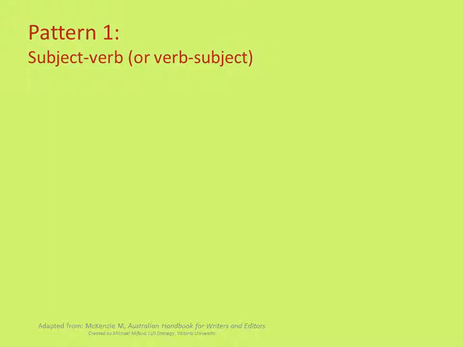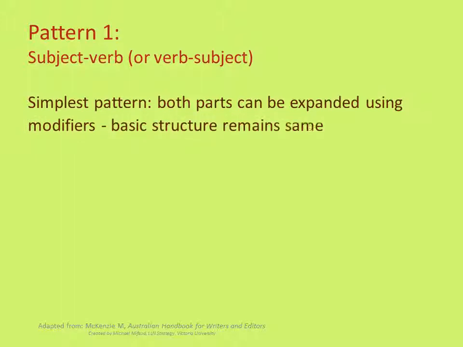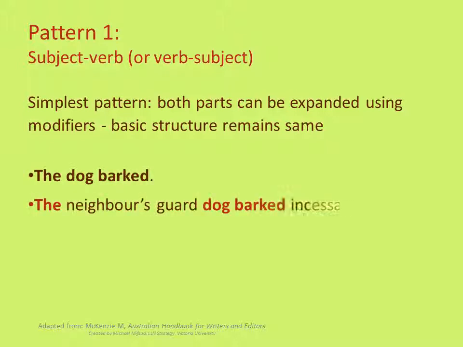The subject and verb is the simplest sentence pattern you can construct. Both parts of the sentence can be expanded by adding modifiers, but the basic structure remains the same. The dog barked. The neighbour's guard dog barked incessantly. Here the basic structure, the dog barked, remains the same.